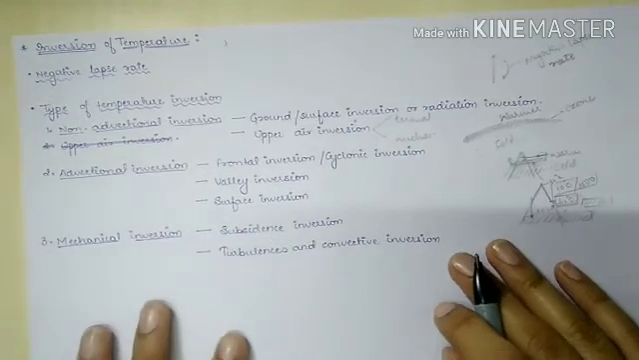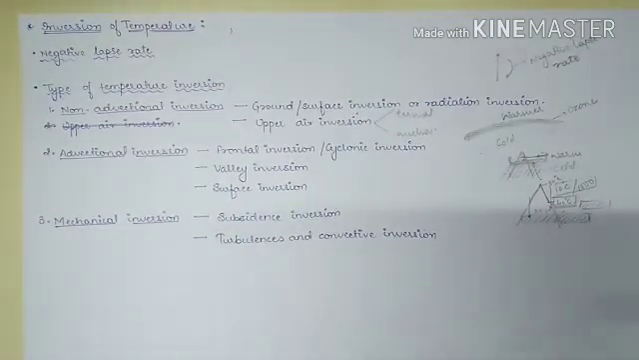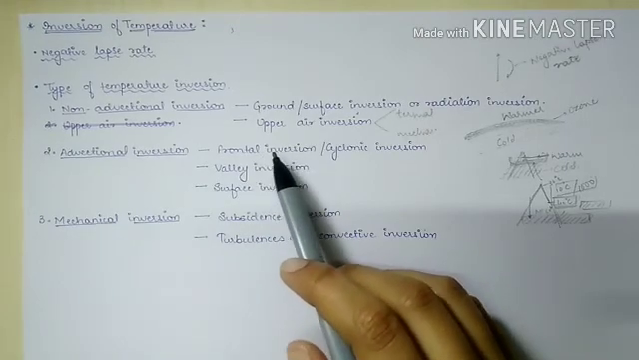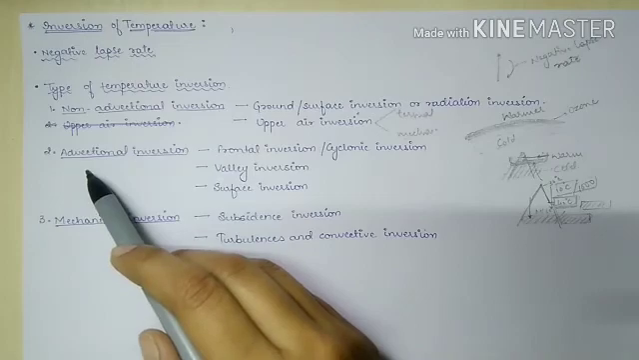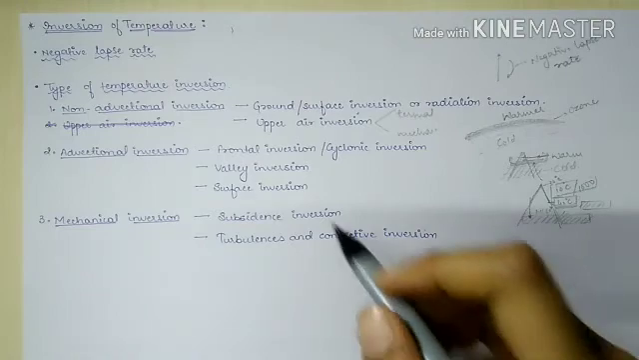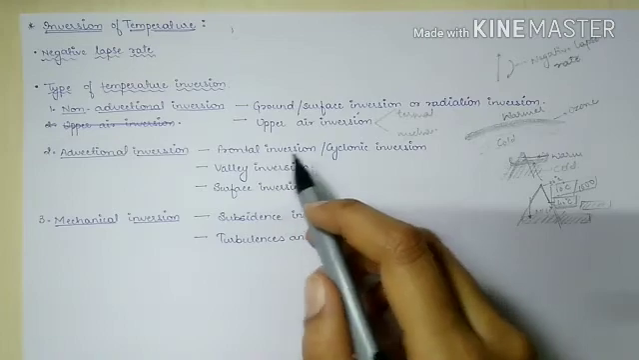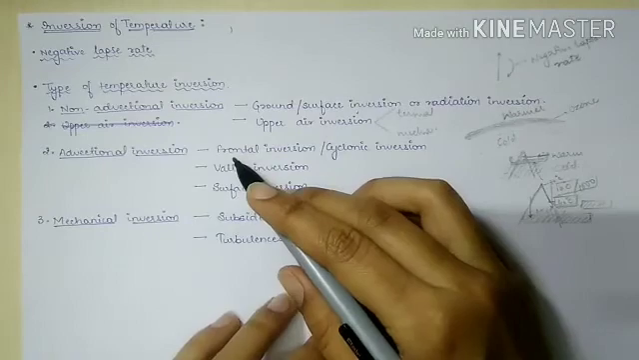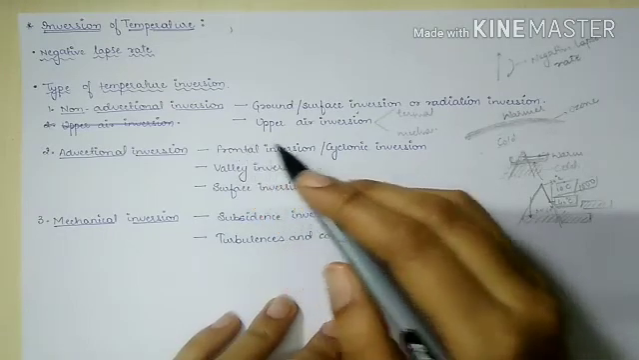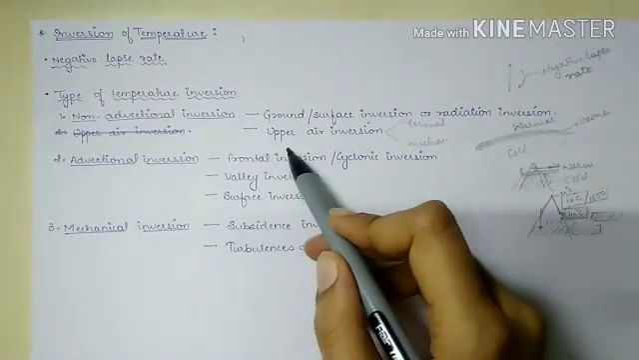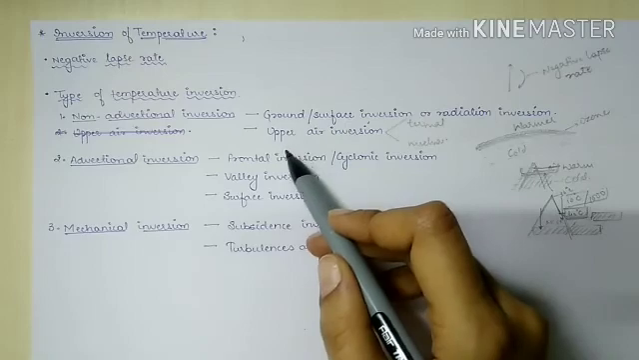Next we have advectional inversion. In advectional inversion we have first the frontal inversion. Advectional inversions are also known as dynamic inversions because they are always caused due to horizontal or vertical movement of air. The frontal inversions are also known as cyclonic inversions, and as we all know, fronts are formed basically in the temperate region. Why? Because warm air converges with cold air.